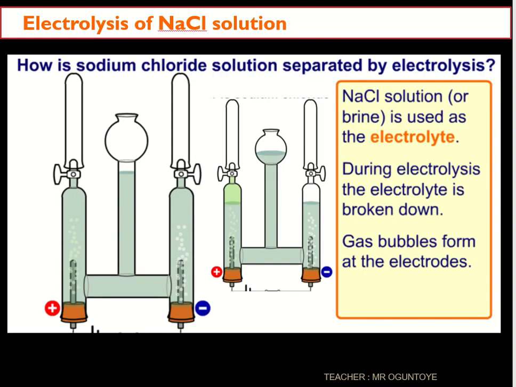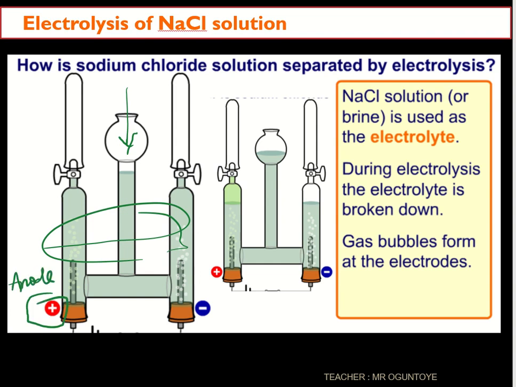So let me just take you through a few illustrations. This is called Hoffman's apparatus. Here you pour in the solution that you want to electrolyze, and you can see the positive electrode, which is the anode, and the negative electrode, which is the cathode. This solution here is concentrated sodium chloride, which is called brine. So electrolysis of brine is also electrolysis of concentrated sodium chloride.